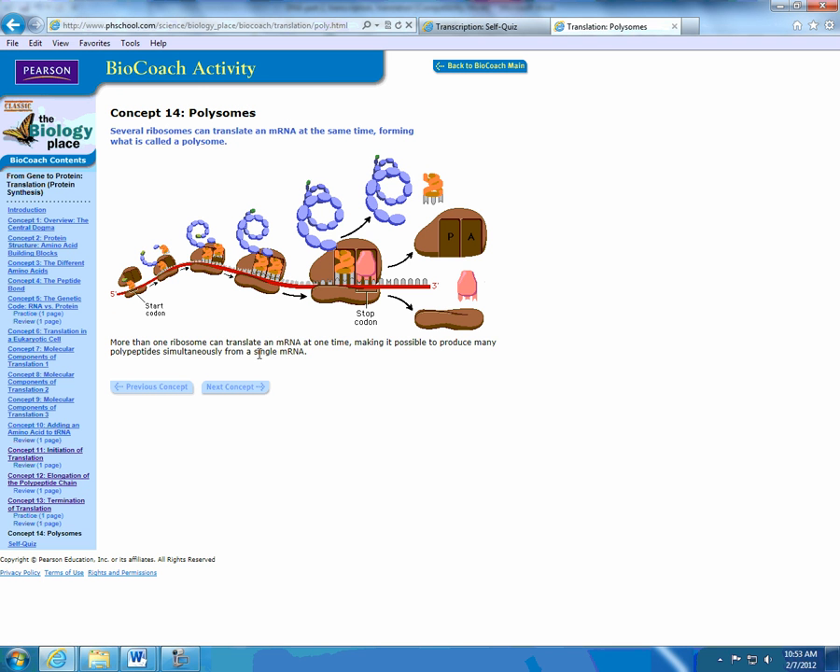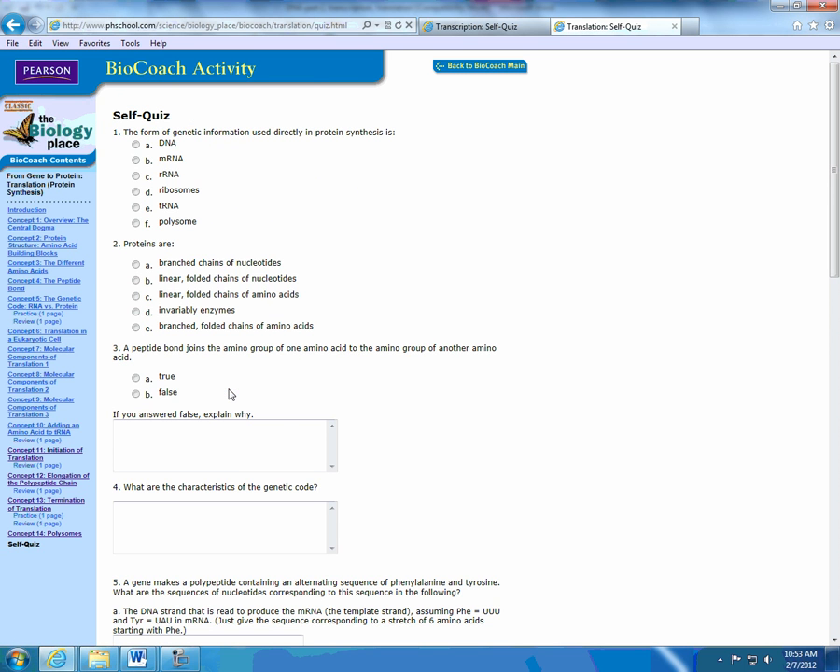So this is showing the whole process. What this is showing is that you don't have just one ribosome reading your mRNA. You can have multiple ribosomes at the same time. I think that's a pretty important concept. You can be working along multiple lengths of the mRNA. All right, and then come back to your self-quiz. So those are those concepts.